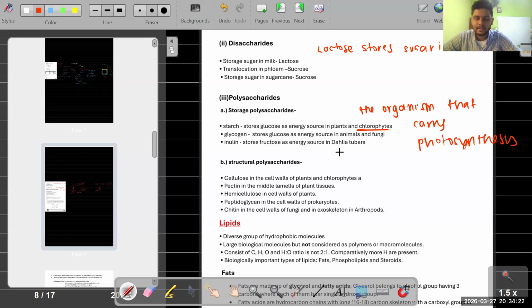Either way, glycogen stores glucose as energy source in animals and fungi, right? Inulin stores fructose as energy source in dahlia tubers. These I have explained in the table itself. Let's go to the structural polysaccharides. Cellulose is in the cell walls of plants and chlorophytes. They are present in the plant's cell wall and chlorophyte cell wall too. Pectin is present in the middle lamella of plant tissues.